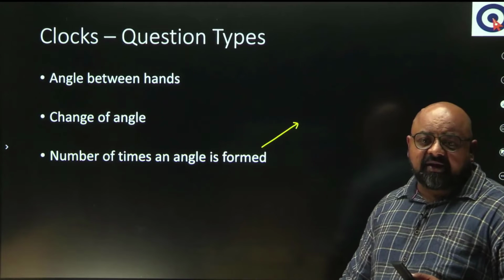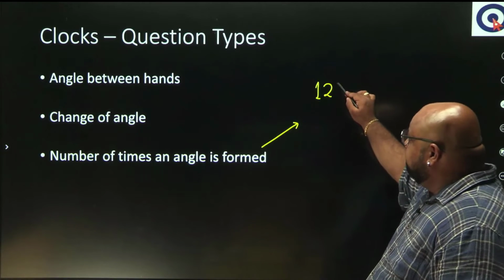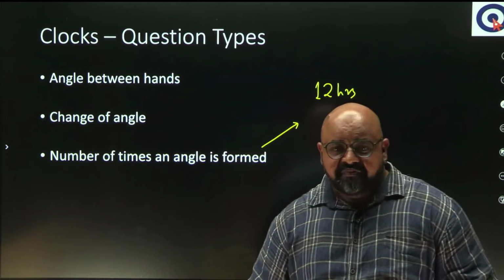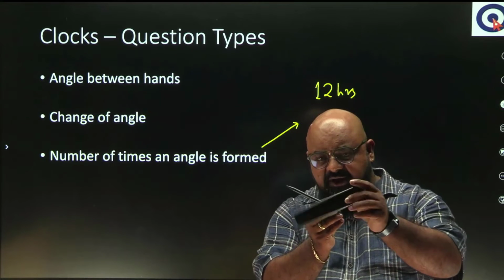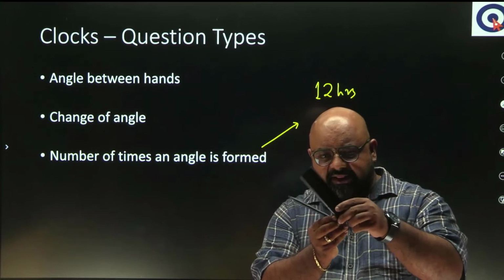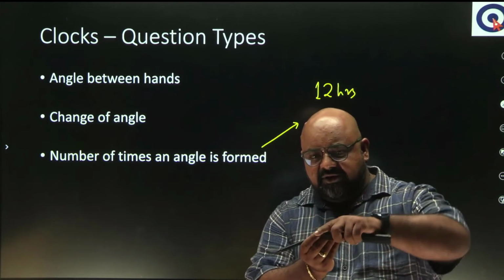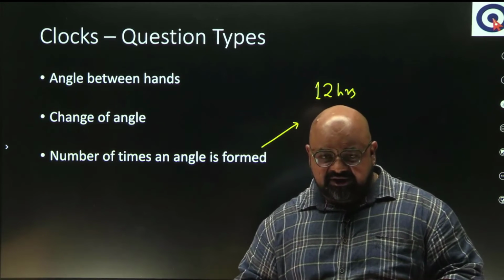Number of times an angle is formed. So how many times in 12 hours do the minute hand and the hour hand form an angle of, say, 0 degree? Now, if you start from 1 o'clock, there will be a 0 degree till the time becomes 2. Then again there will be a 0 degree till the time becomes 3. Then again there will be a 0 degree till the time becomes 4. So every hour there is 1 0 degree that is formed.